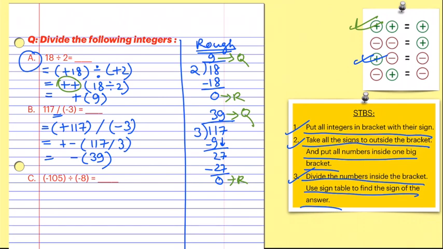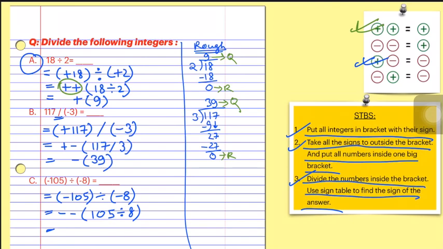Okay, I'm going again the first step, that is minus 105 divided by minus 8. Second step, take all the signs outside, all the numbers inside, right? The third step is division. So we'll write 105, 8 outside, right?